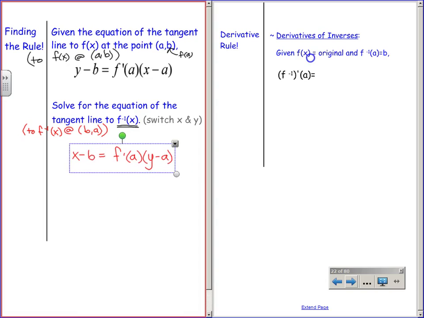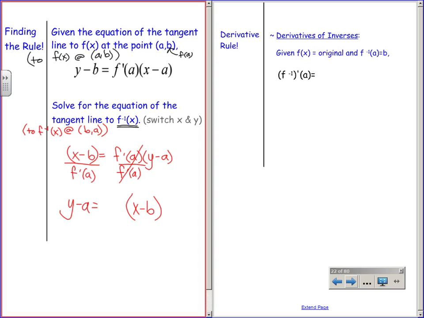Now rearrange it. We don't want the f prime of a to be next to the y. It's supposed to be over here, f prime of a. Now I'm going to write it in a way that you might not have thought of doing. But I'm going to do y minus a is equal to, can anybody see what should go in the slope spot? Yes. 1 over f prime of a.